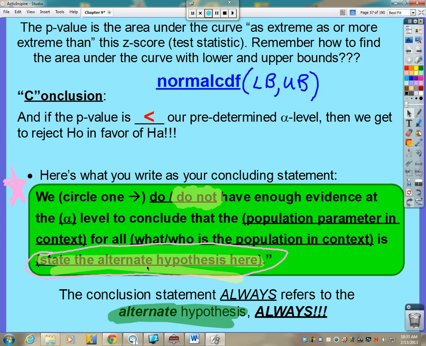So again, the very ending of this statement here is always in reference to the alternate hypothesis. And either you do have enough evidence to go with the alternate hypothesis, or you do not have enough evidence to go with the alternate hypothesis.